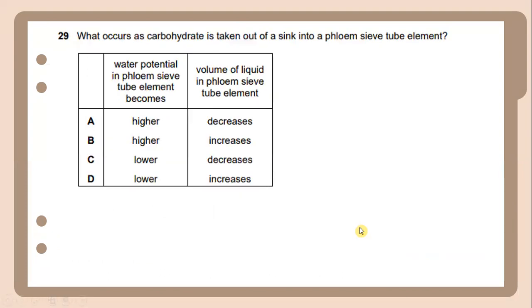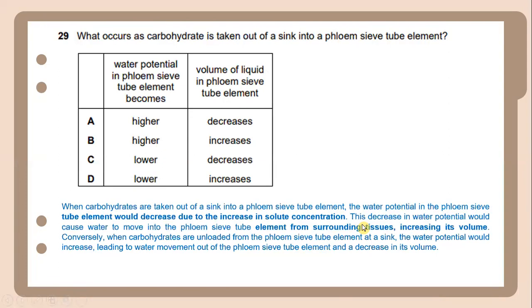What occurs as carbohydrate is taken out of a sieve into a phloem sieve tube element? So when carbohydrates are taken out of a sieve into a phloem sieve tube element, the water potential in the phloem sieve tube element would decrease due to the increase in solute concentration.